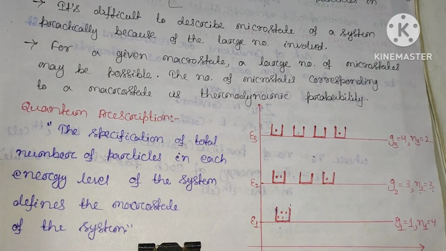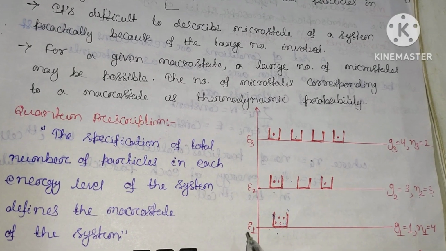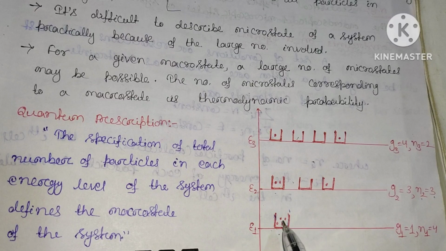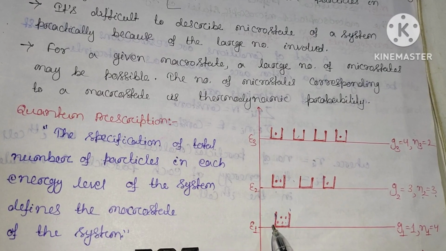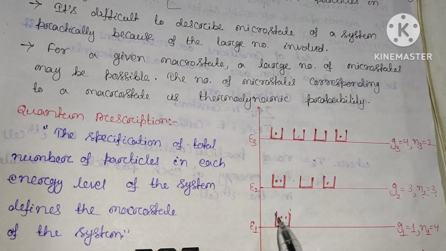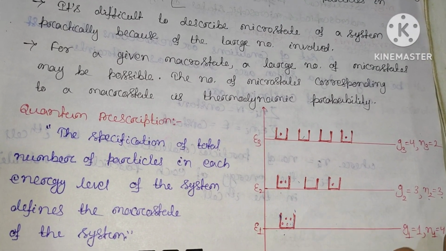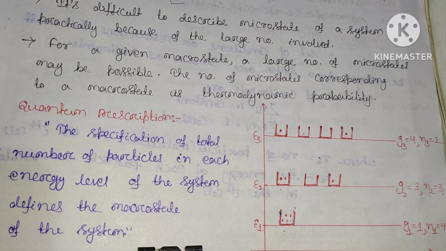Similarly, for the third case, if the first energy state contains 4 particles, since there is only one cell here, all 4 particles will be in this cell only. There are no other cases, so the degeneracy is 1.